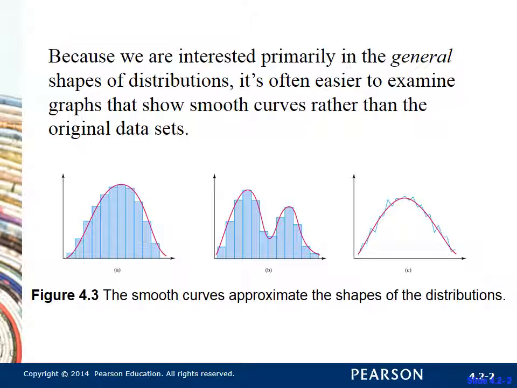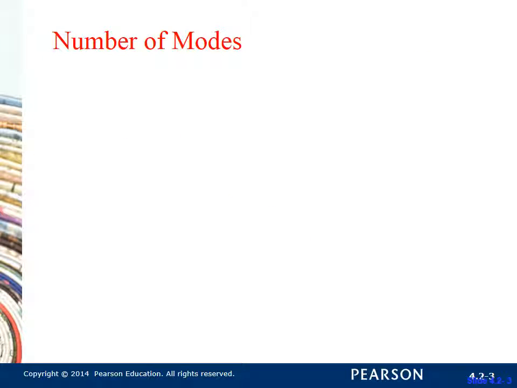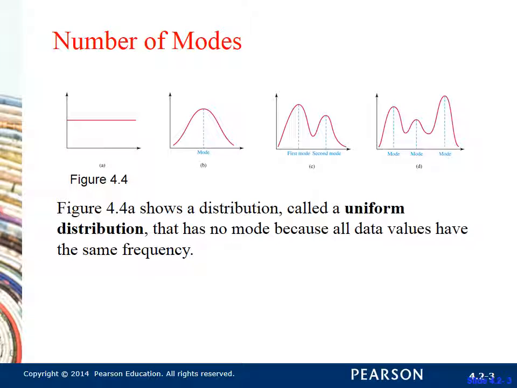So the smooth red curve there approximates the shapes of the distribution. So you can see they're very different. So we need some words to describe what's going on here. So the number of modes, remember that's the most frequent, is the first thing we'll take a look at.